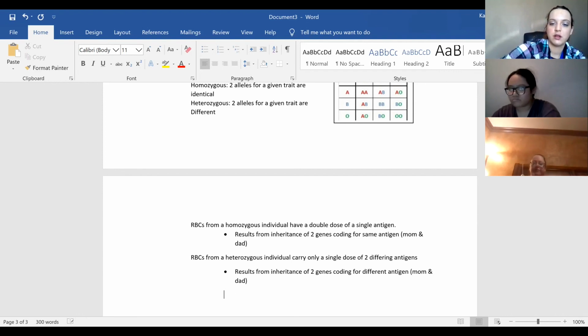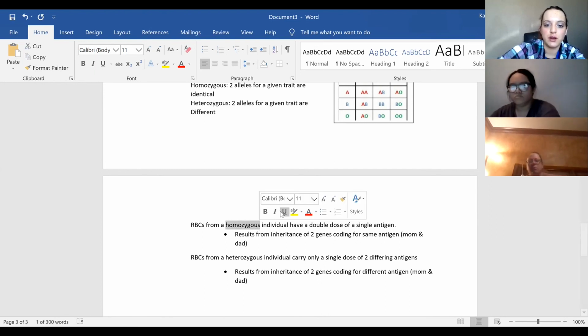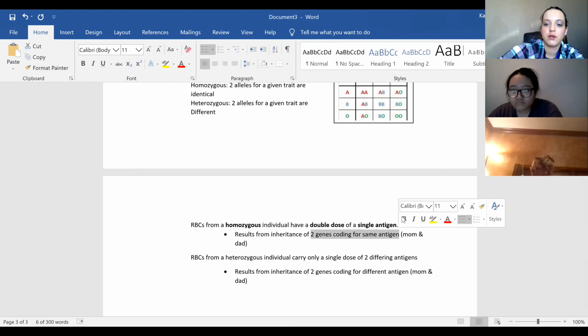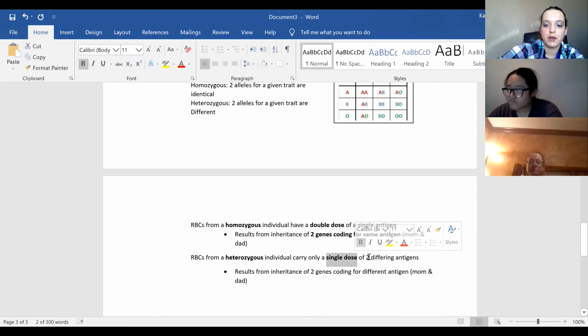If mom and dad give them both the same, then it's homo. If it's hetero, then mom and dad gave different ones. Yes. So you got your homozygous, which is a double dose of a single antigen. So two genes, same antigen. Now heterozygous is going to be a single dose of two differing antigens. So that's two genes coding for different antigens.